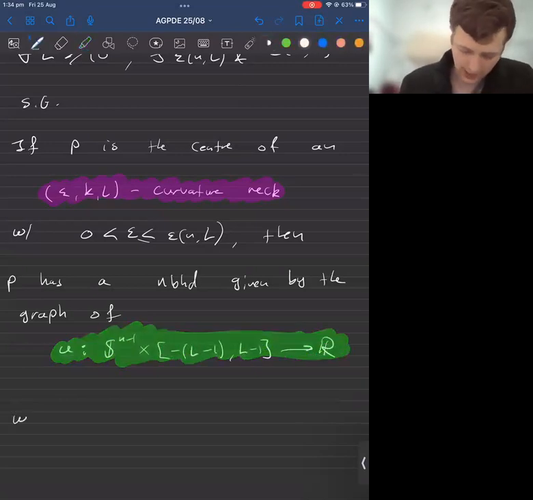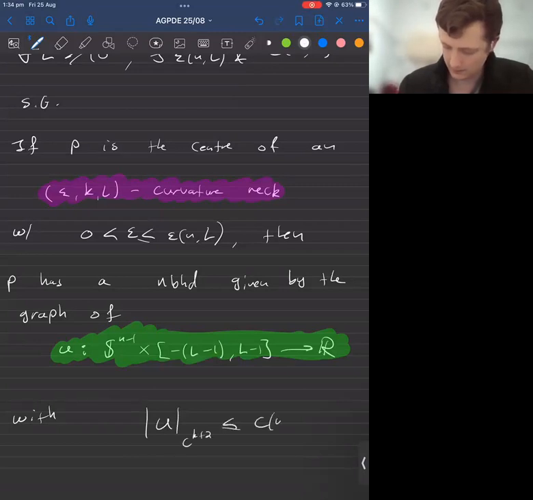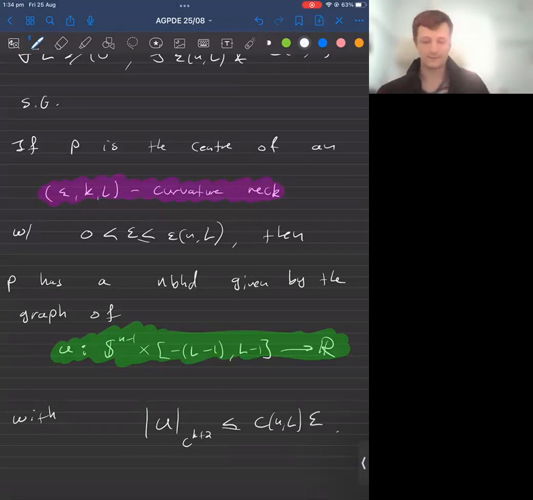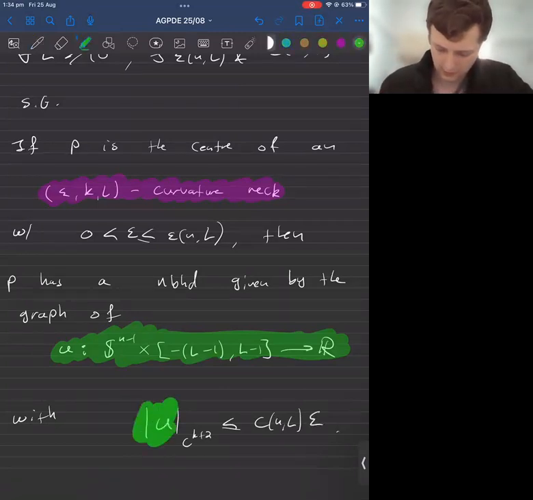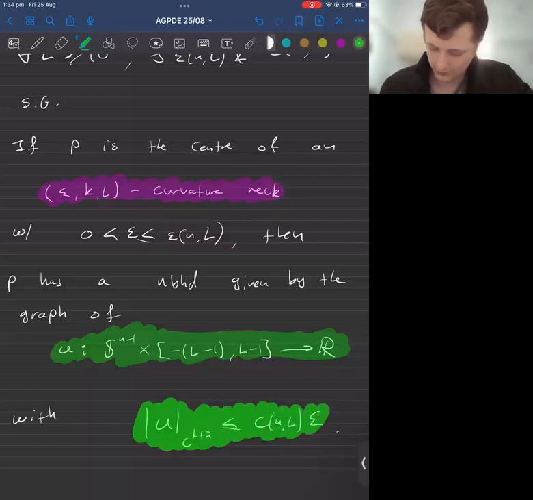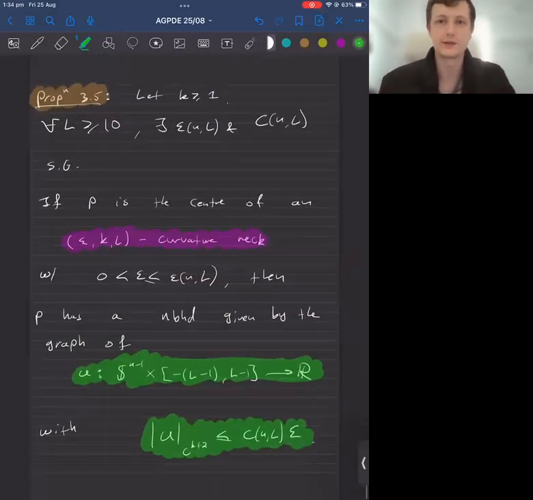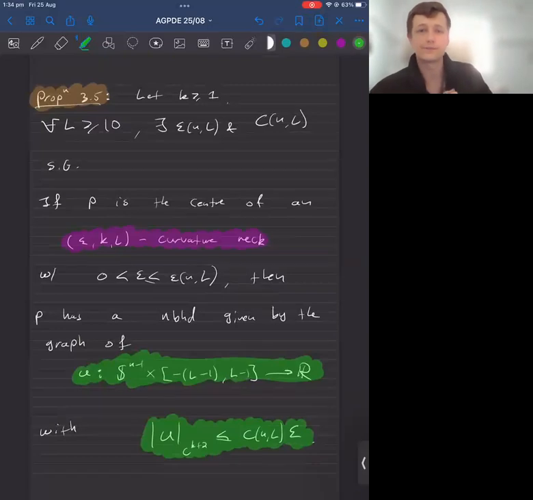And then again, this also has C^{k+2} control. And that's where our C comes from. Okay, so as I said at the start, we wanted to go from curvature necks to topological necks, and this is exactly the statement that does that for us. Okay, so any questions on the statement?